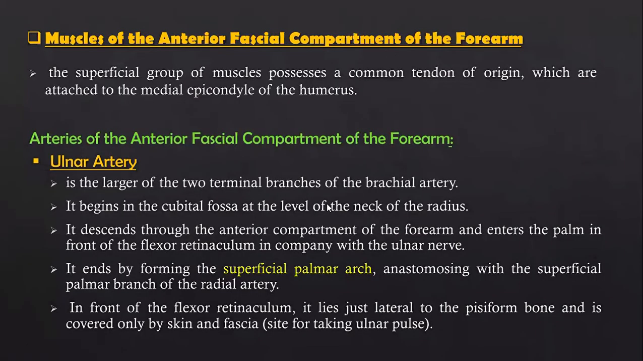For the arteries of the anterior fascial compartment of the forearm, the first one is the ulnar artery. The ulnar artery is the larger of the two terminal branches of the brachial artery. It begins in the cubital fossa at the level of the neck of the radius. It descends through the anterior compartment of the forearm and enters the palm in front of the flexor retinaculum in company with the ulnar nerve.